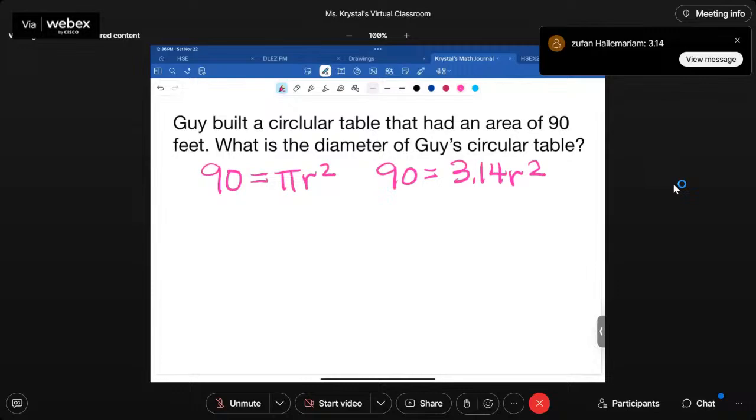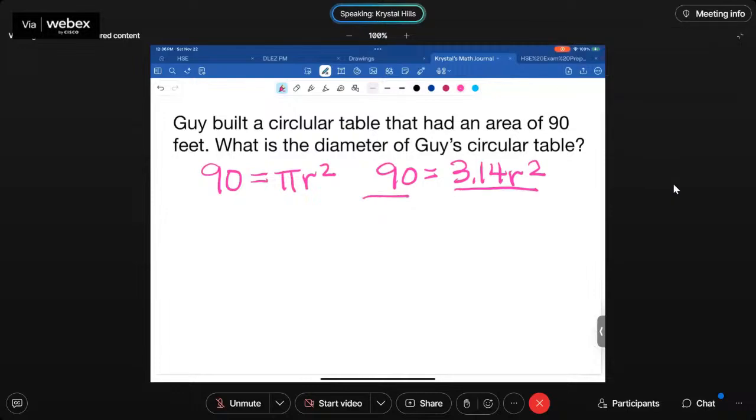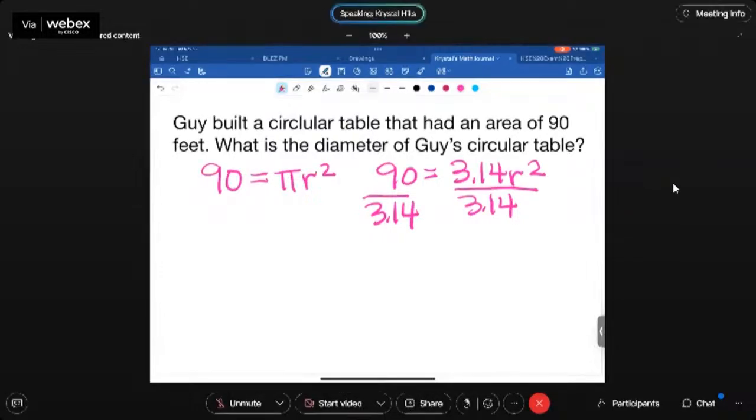I divided it. Divide what? The 90 by the 3.14. Okay, so divide both sides by 3.14. What is 90 divided by 3.14? I got 28.66 times the radius squared, and I didn't know what else to do. Okay, so we have 28.66 equals, not times, but equals radius squared.